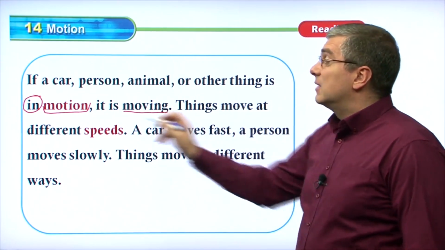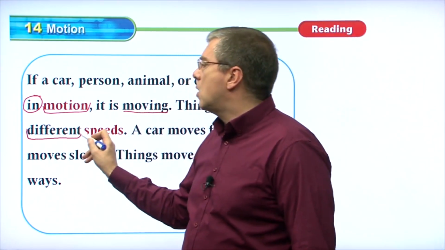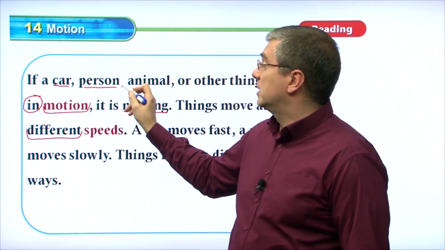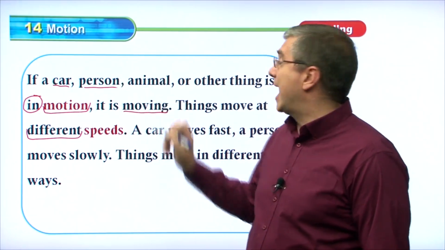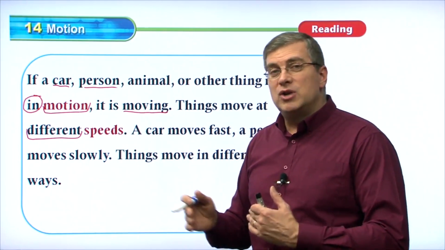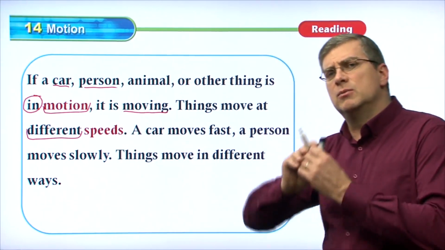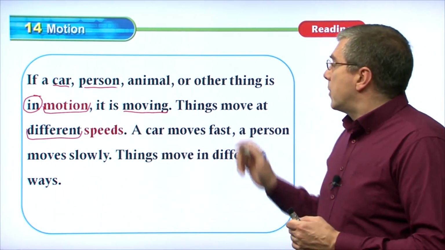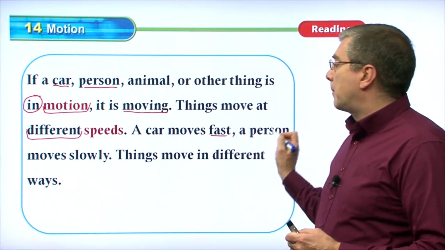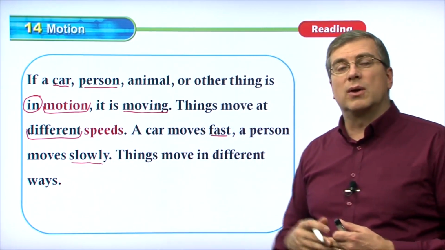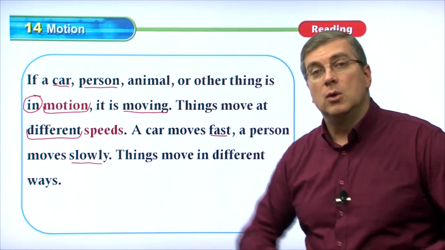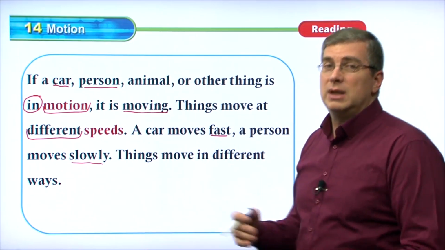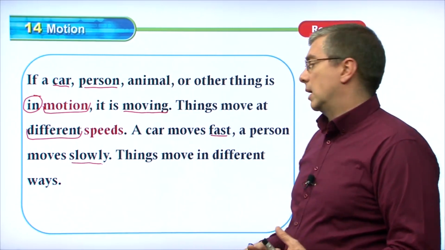Things move at different speeds. We know that, right? So a car is faster than a person. A person is usually slower than an animal. So these objects have different speeds. Some things are moving very fast, but some things are moving more slowly. A car moves fast, as we know. A person moves slowly. If we want to go somewhere fast, if we want to increase our speed, we get in a car and we drive somewhere. But if we don't care about our speed, it's okay, we have time, then we will walk somewhere.